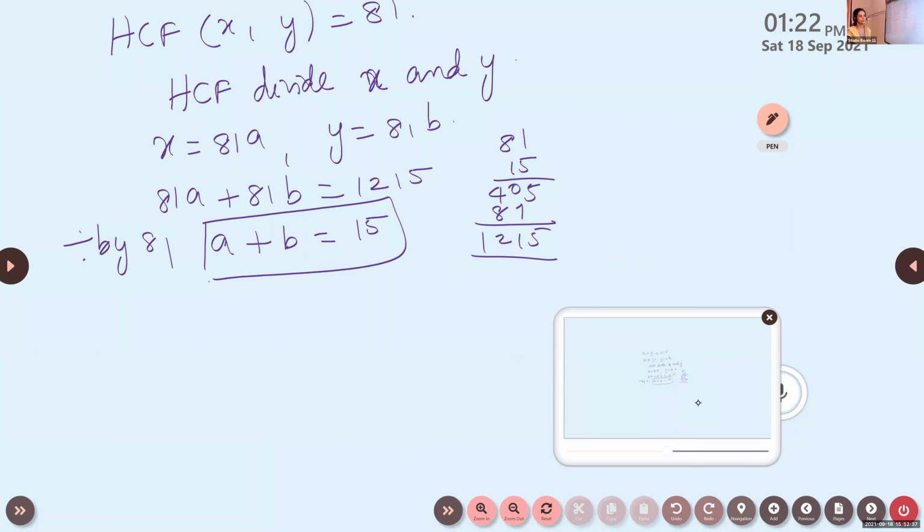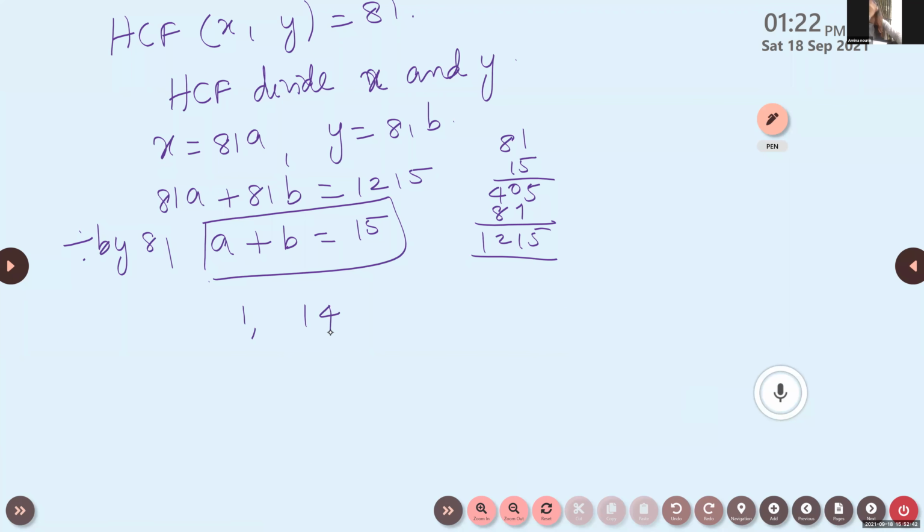Sum is 15. You can take 1 and 14. Then 2 and 13. Then is it possible to take 3 and 12? No, because it is not co-prime. So 3 and 12 we can't take. Then 4 and 11. Again, 5 and 10 we can't take because the HCF will change. Then 6 and 9, is it possible?